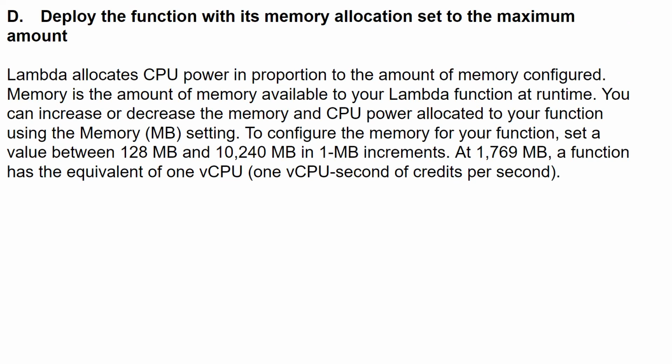Okay, deploy the function with its memory allocation set to the maximum amount. Lambda allocates CPU power in proportion to the amount of memory configured. Okay, memory.